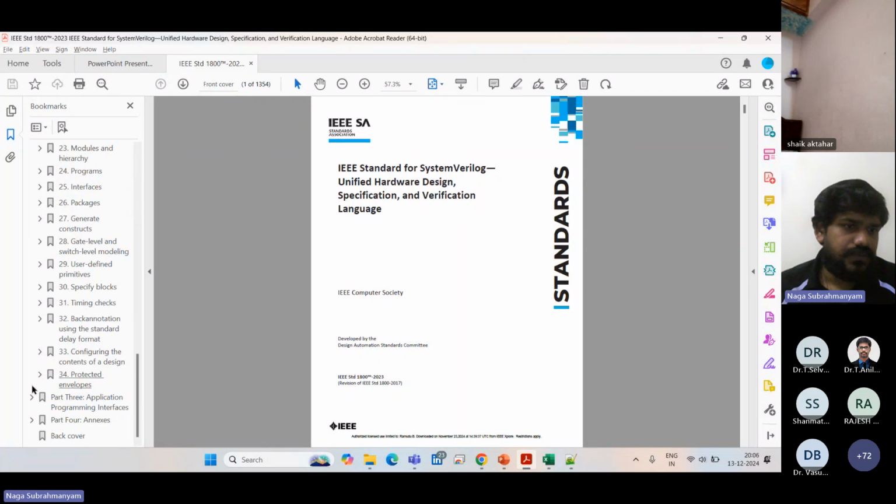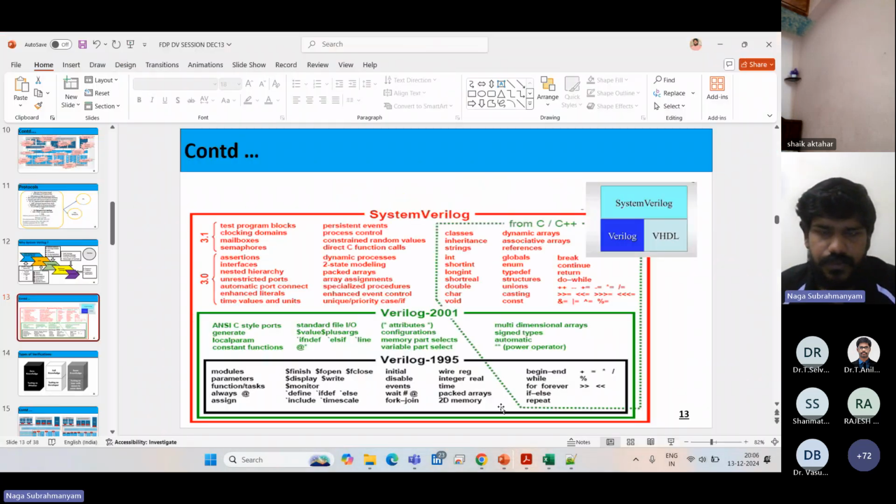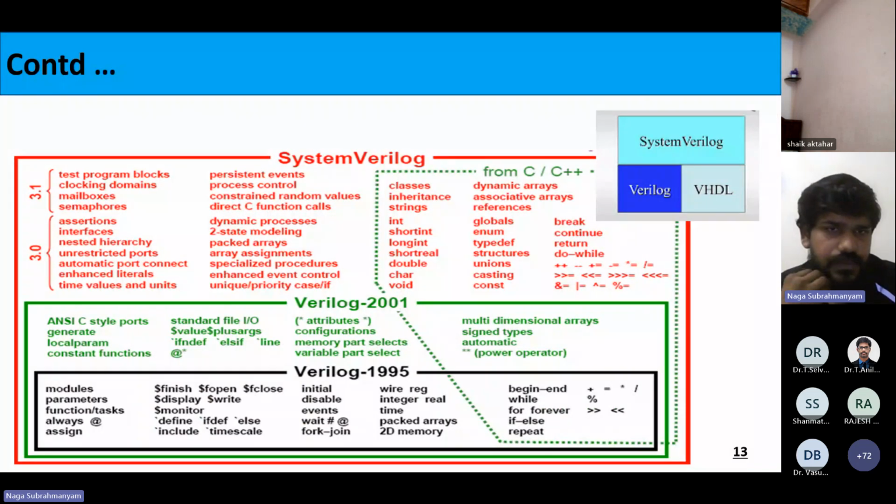After this session, I'll provide this version. If it is available in your institute, you can download it from the IEEE. Otherwise, I'll provide it. If you want to learn SystemVerilog on your own, you can go by this. That is a very standard one. If you depend on other websites, all of them came from this only. Mostly in industry, people depend on this only.